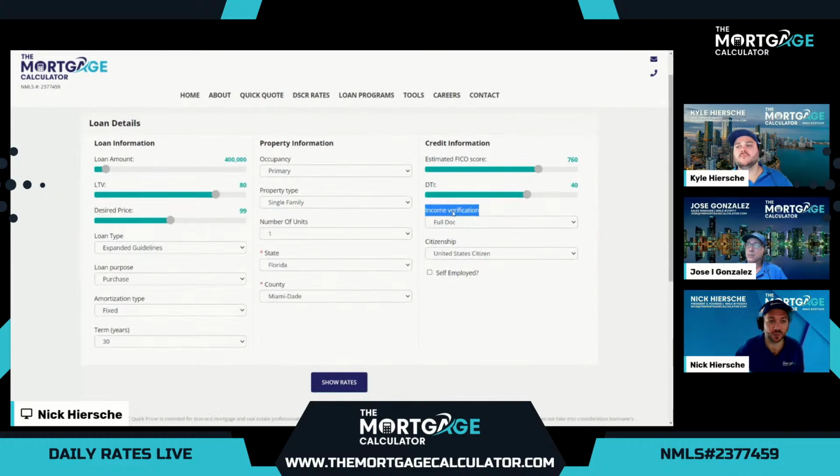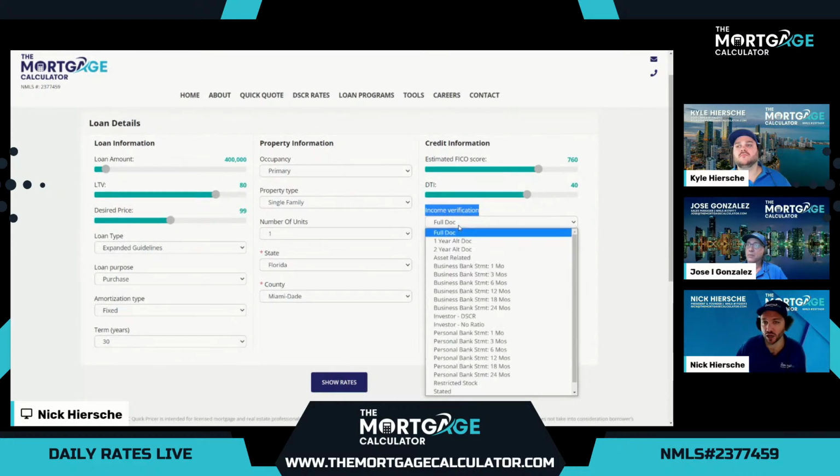income verification options. We can do full doc, which is the same as conventional and FHA. That means 2 years of tax returns, what everybody's used to. But that would kind of defeat the purpose of using these programs because we have so many other options. We have our 1-year alt doc, 2-year alt doc. Jose is going to talk about that in a little bit, as far as our P&L being one of those programs. We have asset-related programs. We've done a couple of shows on that. Business bank statements are very popular to use. For investment properties, our DSCR. We'll talk about that in a minute.